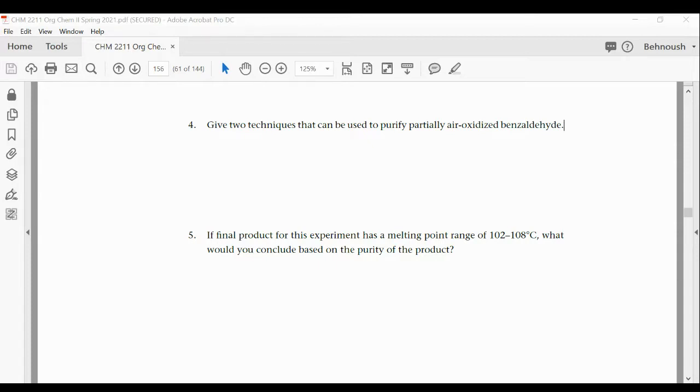Next question: if the final product has a melting point of 102 to 108. In the pre-lab question, I changed that to 99 to 109, hoping it would make a more significant difference in the melting point range. And the melting point range is now a wide range of melting, and since it's a wide range of melting, that indicates your compound is not pure.